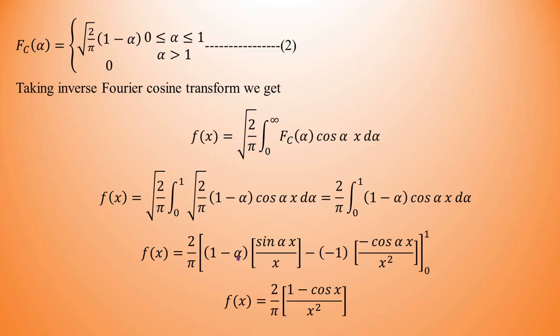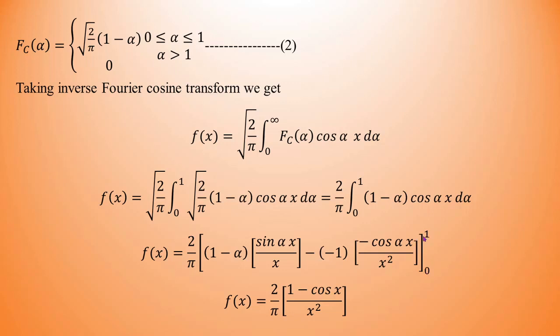Minus, then the derivative of this will be minus 1, and then integration of sin alpha x again is minus cos alpha x upon x. x is already there in the previous term, so we have x square. Now again plus, the derivative of this first term, minus 1, will be 0, so integration is complete.